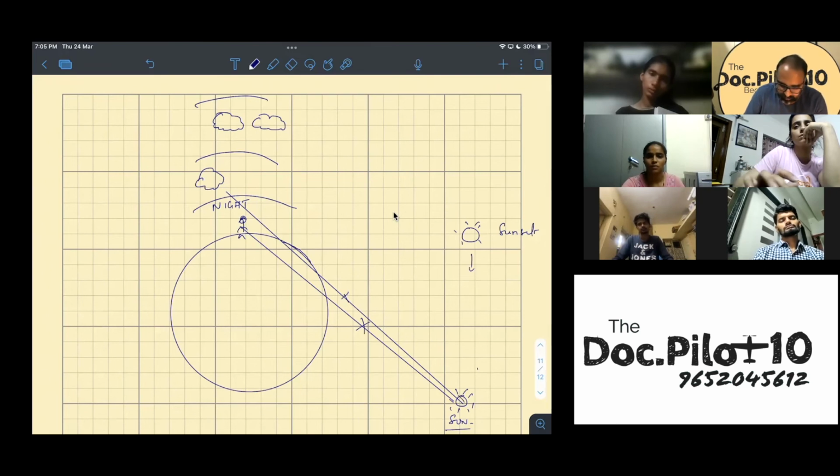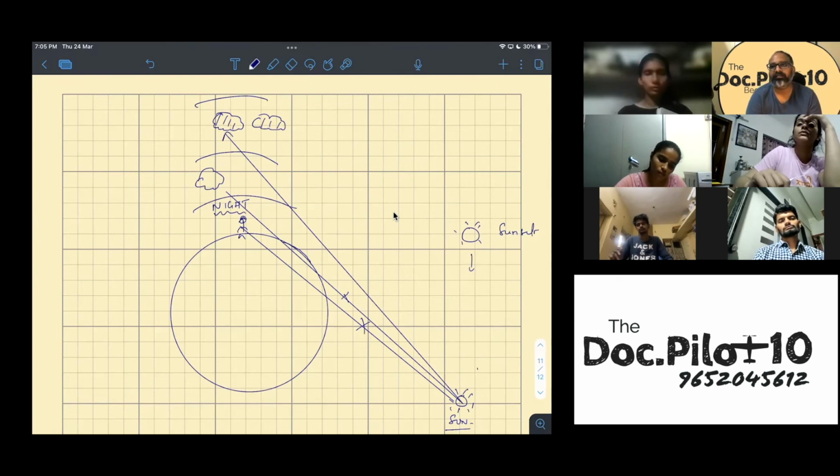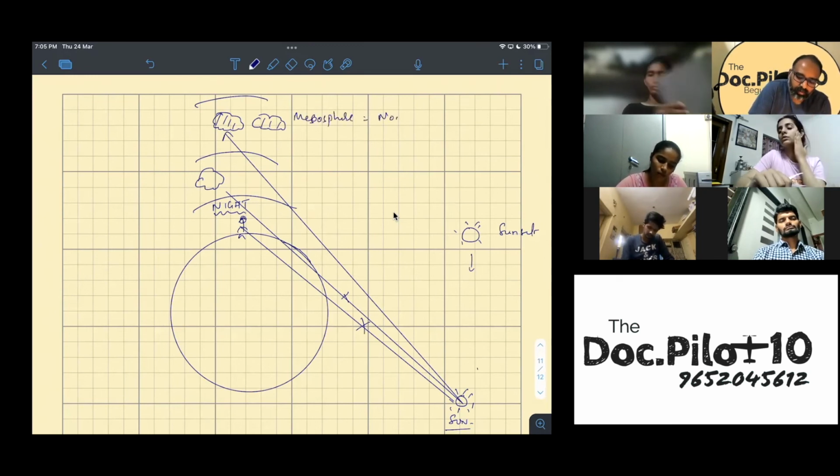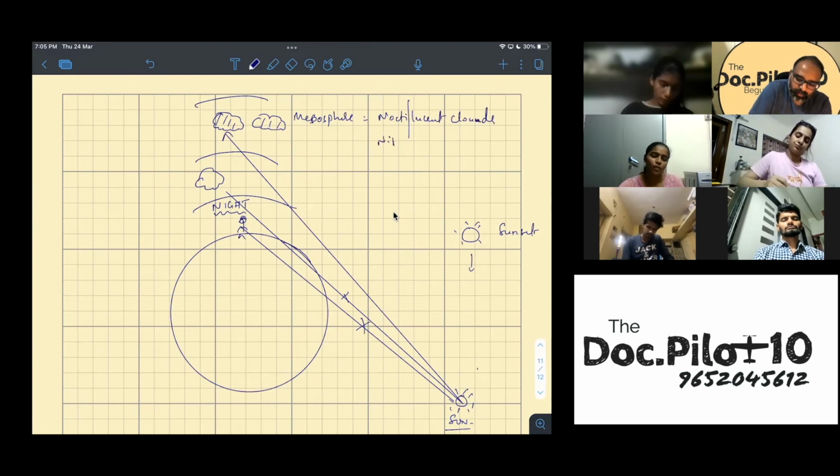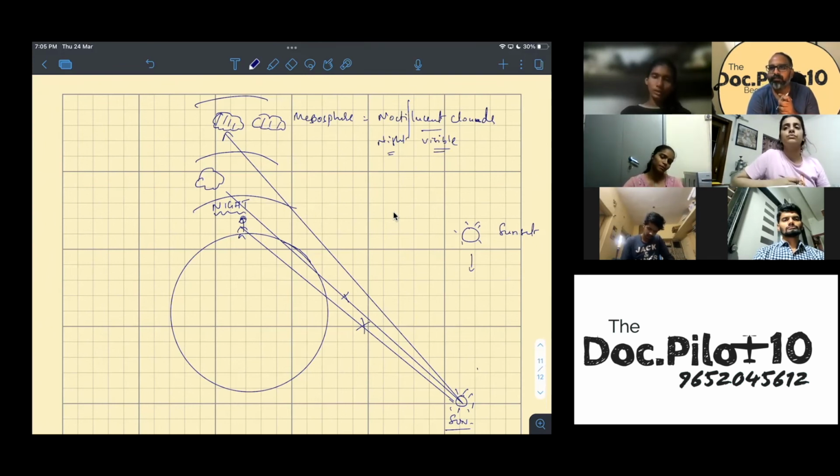But see, the sun's rays can reach the mesosphere. And now, if there are any clouds in the mesosphere, they will be visible only in the night. That's why the clouds of the mesosphere are called noctilucent clouds. Nocti means night. Lucent means visible. They are visible only in the night, and that's why the name noctilucent clouds is given. Am I clear on this? Got it, sir. Okay, very good.